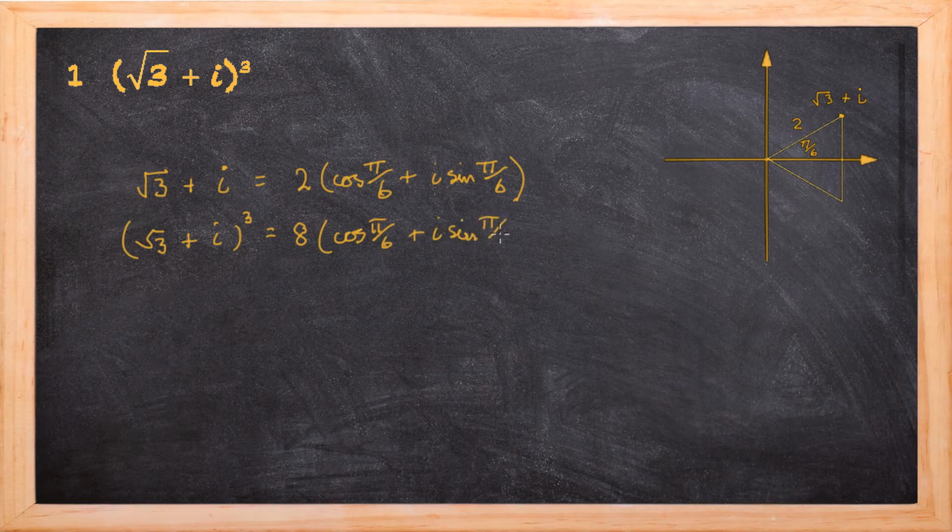And that's where de Moivre's theorem comes in. So we have 8 times... Now de Moivre's theorem tells us to multiply the argument by 3. So 3 lots of π/6 is cos π/2 + i sin π/2.